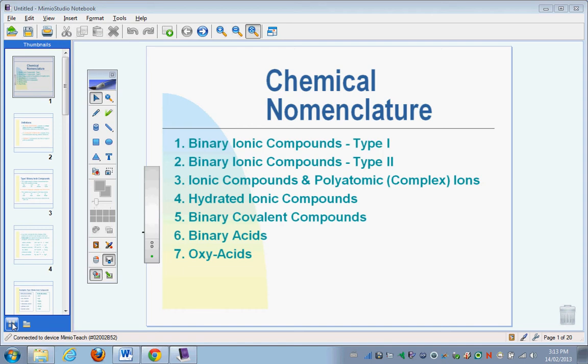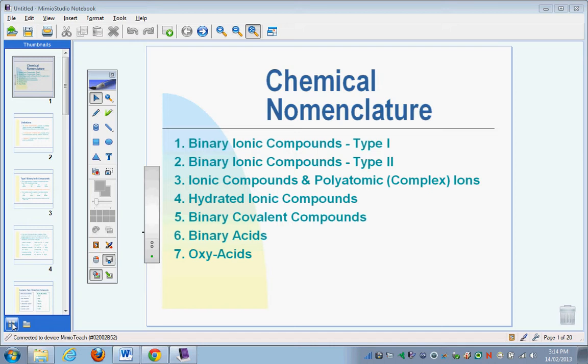Chemical nomenclature. The word nomenclature is just a fancy word for naming. Okay, so chemical naming involves one of two things. You're either given a name of a compound and you're going to write the chemical formula for it, or the reverse: you're given a chemical formula and you need to know the name of the compound.